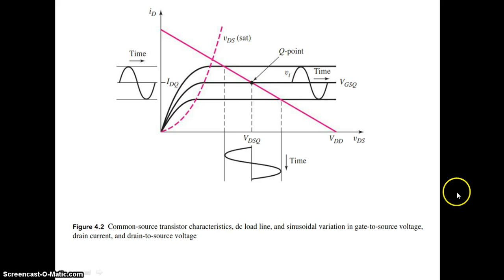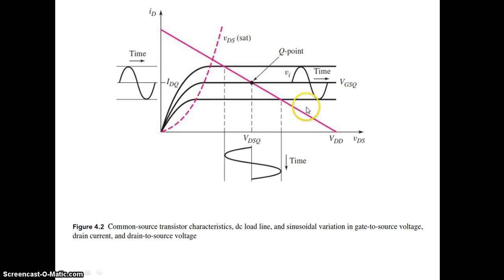And this is the plot of the drain characteristics. Previously for the JFET we referred to the transfer characteristics. So this is the drain characteristics, VDS versus ID. The operating point lies in the saturation region only. So remember, this is the Q point. This is the DC load line, and the Q point lies in the saturation region.